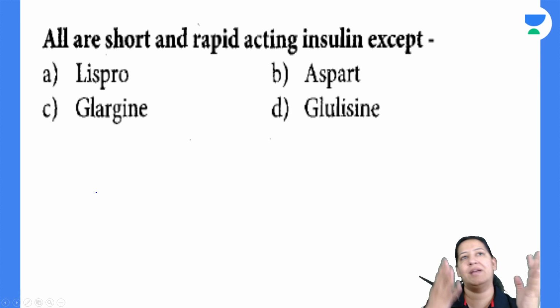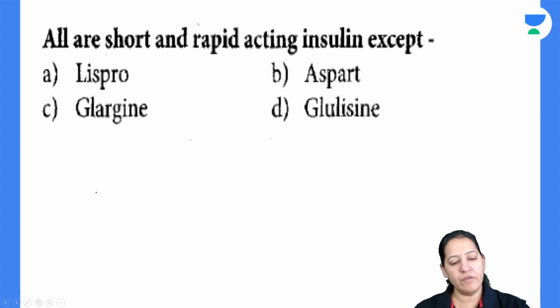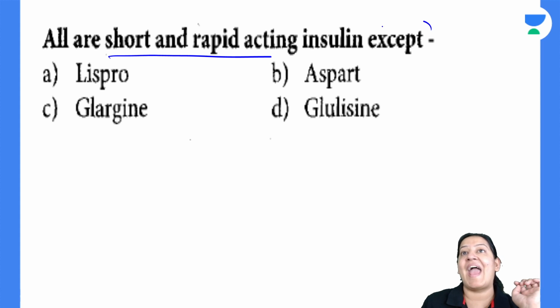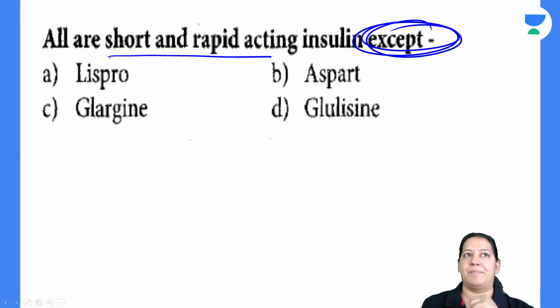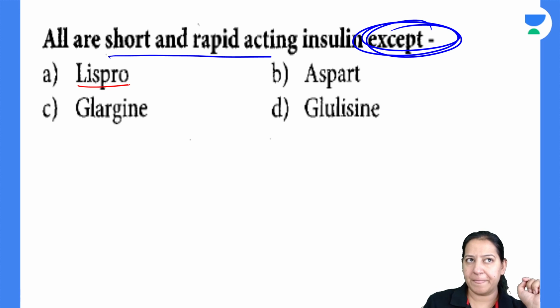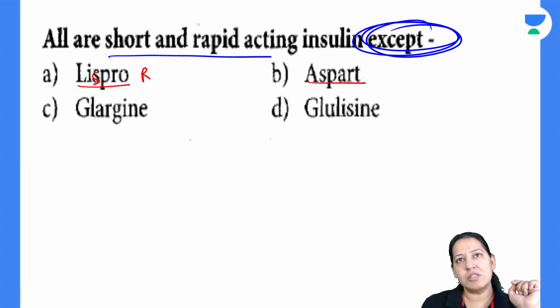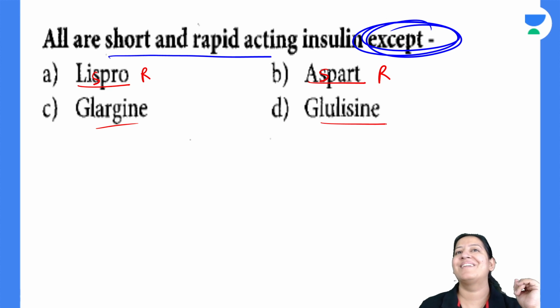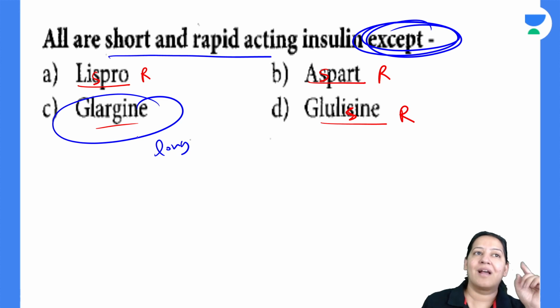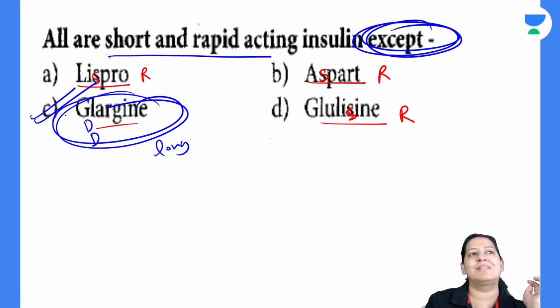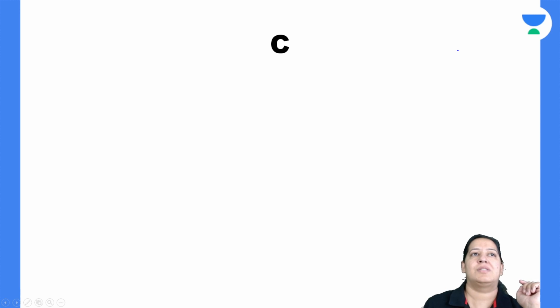Have you got it? Okay, this is the next question in front of you. All of the following are short and rapid acting except. The question contains except. So you tell me the answer. Lispro. Lispro is rapid acting. It has S. Aspart, it also has S. It is also rapid acting. Now the confusion is between glargine and glulisin. Glulisin also has S. That's why it is also rapid acting. But glargine is a long acting. Glargine, Detemir and Degludec. These three are long acting. So answer is C. Because except is asked in the question. So correct answer is C.